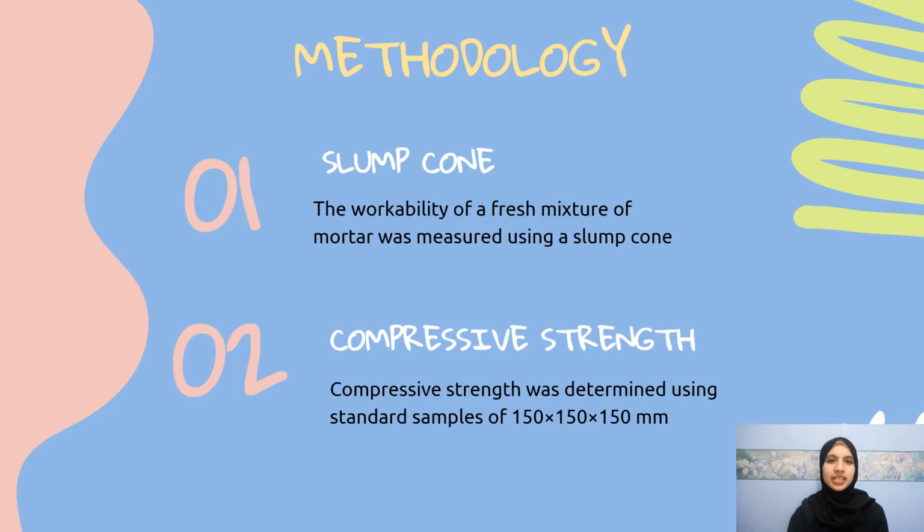Second, compressive strength is to determine the maximum capacity of the concrete to withstand loads. The test is carried out using a standard sample of 150 millimeter cubic hardened concrete by a compressive machine that pushes it together.